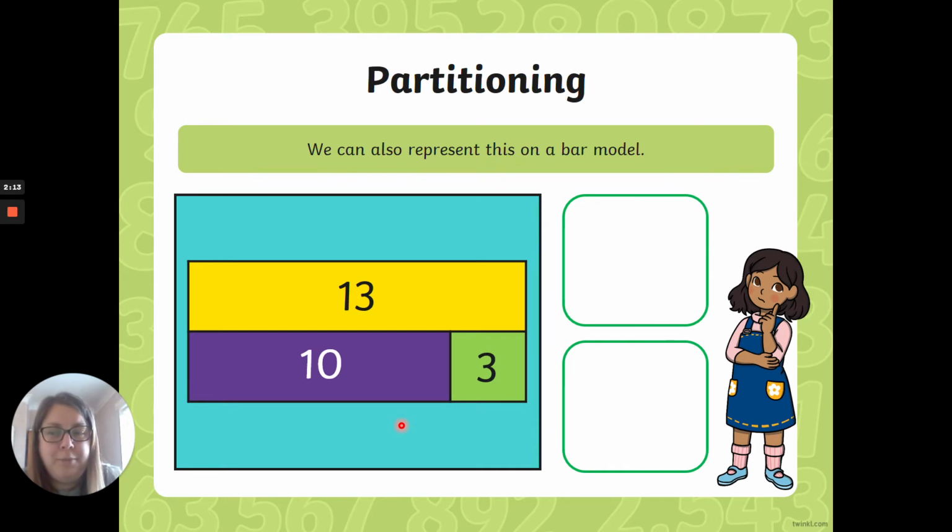Well done. I hope nobody wrote 1 and 3. Because remember, 1 and 3 makes 4, doesn't it? Do you remember that 1 represents that 10? Because that 0, although we can't see it, is hidden behind number 3.